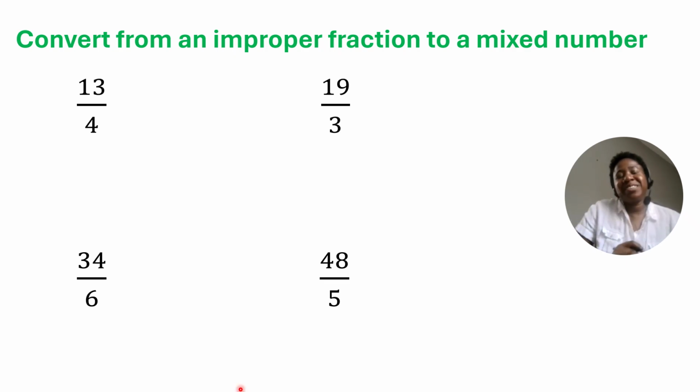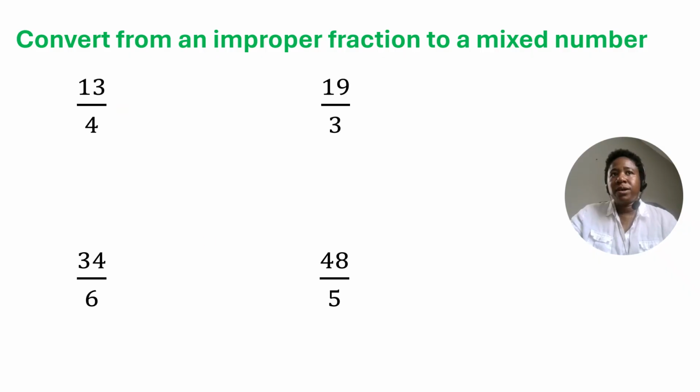Hi there, it's Ruth, and today we'll be converting a few improper fractions to mixed numbers. And improper fractions are fractions where we have the numerator being greater than or equal to the denominator. So with the first fraction, 13 over 4, 13 is a numerator and that's greater than the denominator of 4. So that's what makes this fraction an improper fraction.